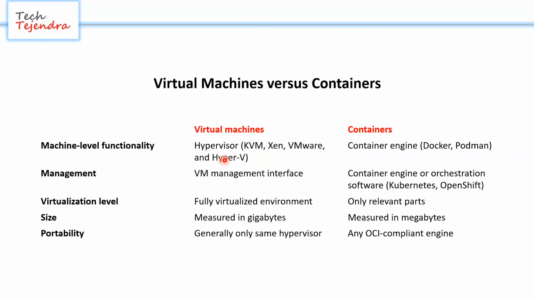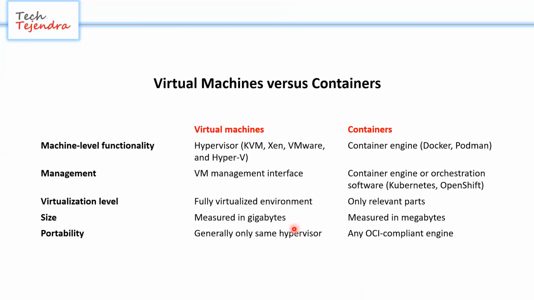Virtual machines require a hypervisor. It could be VMware or Hyper-V. Instead, containers require a container engine like Docker and Podman. And for a VM to run, we require a VM management interface, and for containers to run, we require some container engine like Docker, Podman, or orchestration software like Kubernetes and OpenShift. And a VM is a fully virtualized environment, while a container virtualizes only the relevant parts.